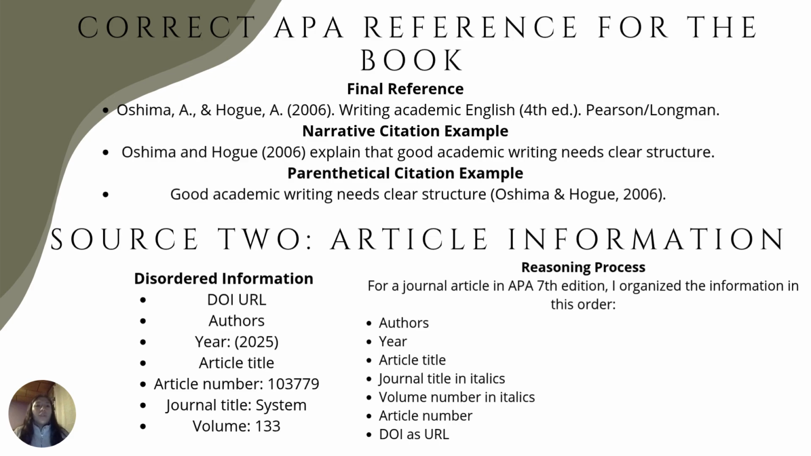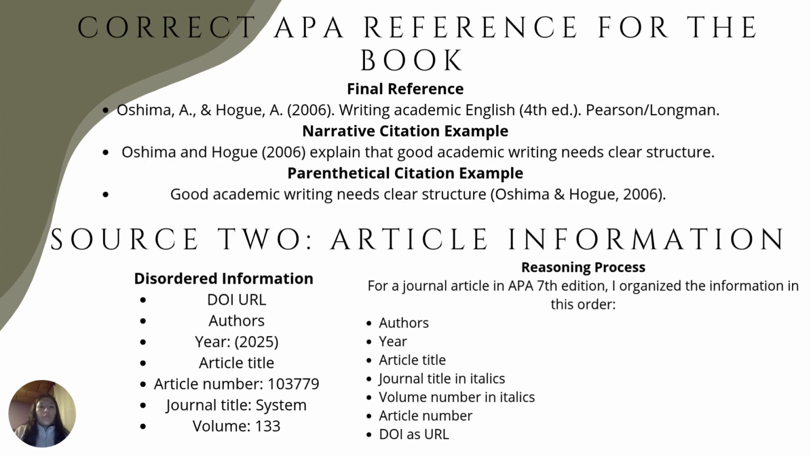For example, in this part the parentheses are very important because they are used in a different part of the sentence or the paragraph. For example, number two, the source: article information. First, the disordered information: for example, the DOI, the author, year, article title, the number, the journal, the volume.